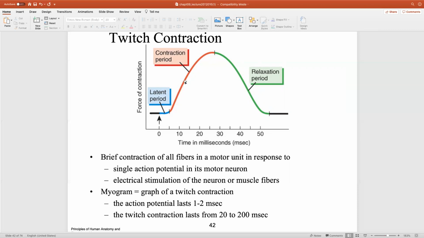So here is a diagram for a twitch contraction, right? Take a look. This is when we first stimulate and have an action potential. Then it takes a little bit of time before we have full contraction strength. Then after full contraction strength, we have a relaxation period where the contraction decreases in power. It's not very strong, this twitch contraction. So if all we have with an action potential and calcium release is a twitch, that's it.